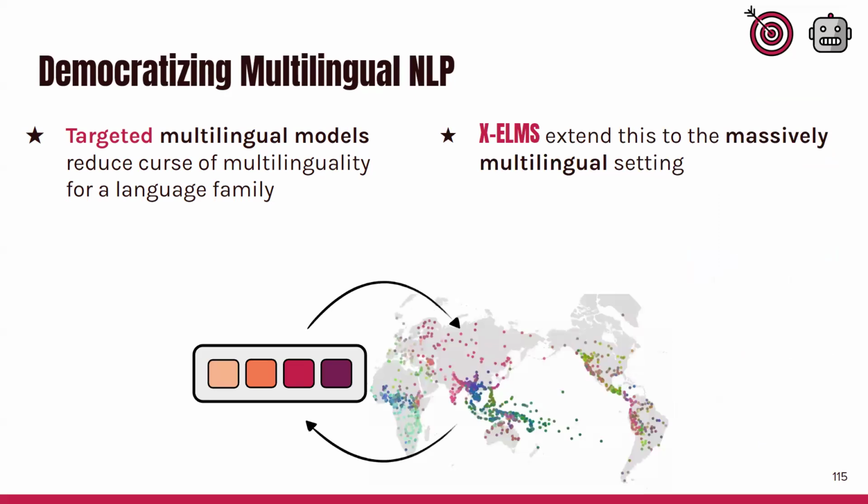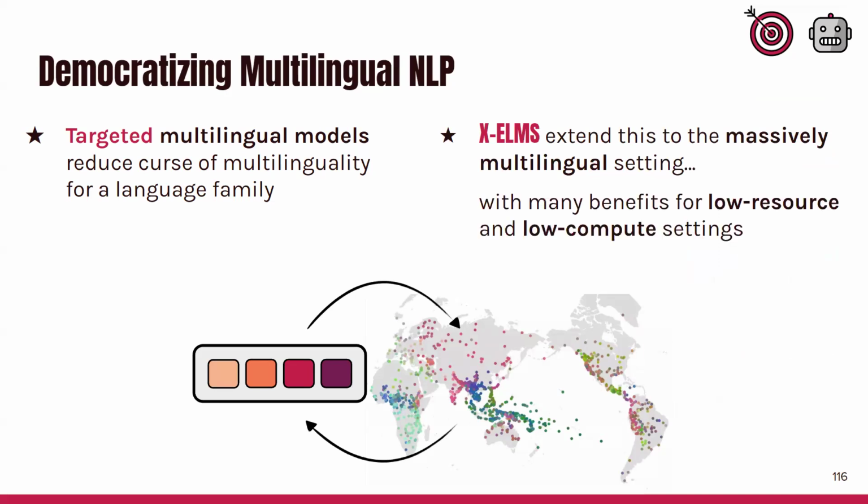Okay, and so we then extend these insights into the massively multilingual setting using X-ELMs. So now each expert is a targeted multilingual language model trained on related languages. But because we use the branch train merge paradigm, they're trained in a way that they can still be used in tandem for massively multilingual modeling. And they're also very adaptable to new settings as needed, giving us many benefits for low resource and low compute settings, such as the communities that speak these languages.